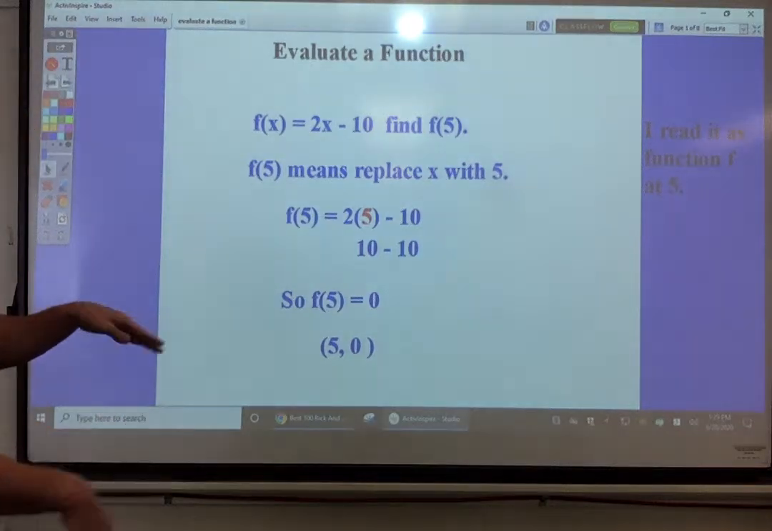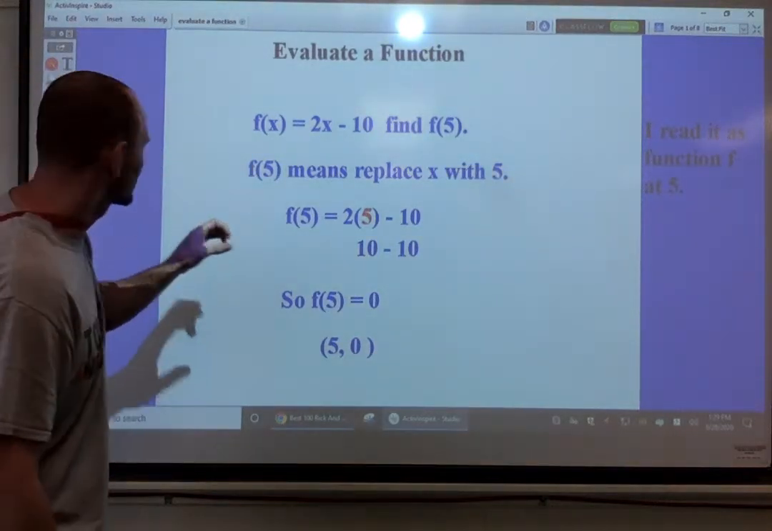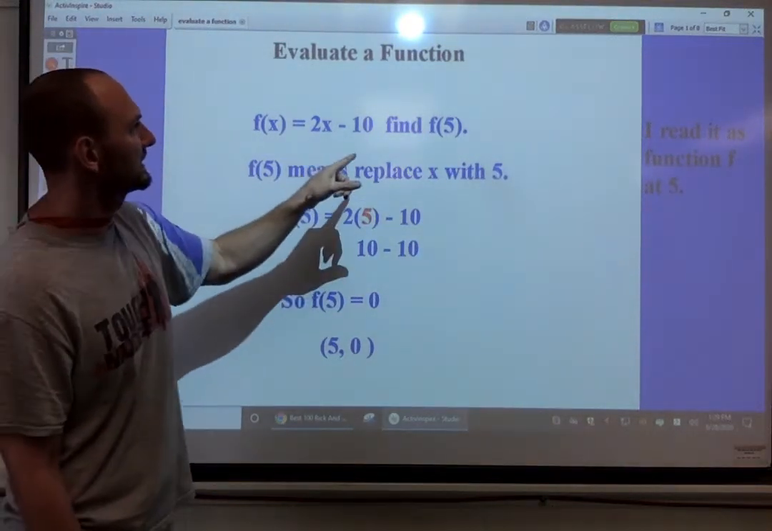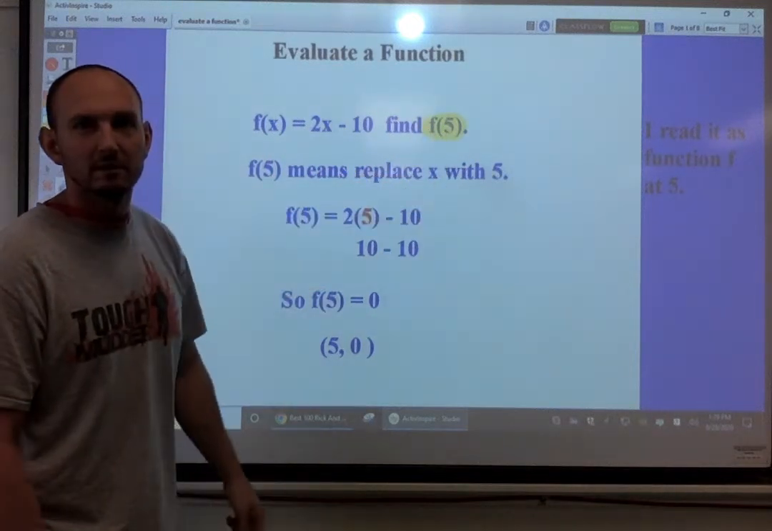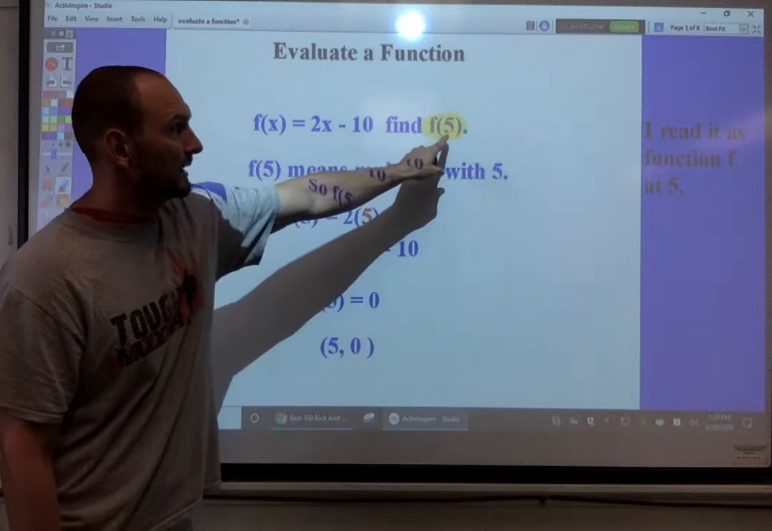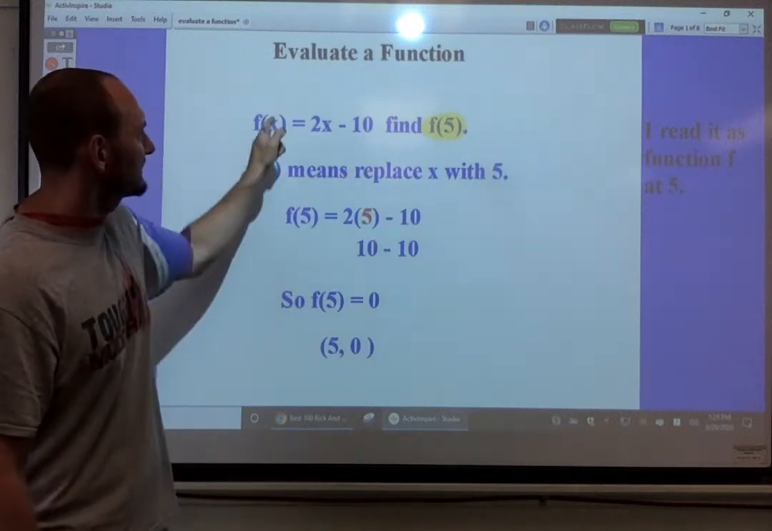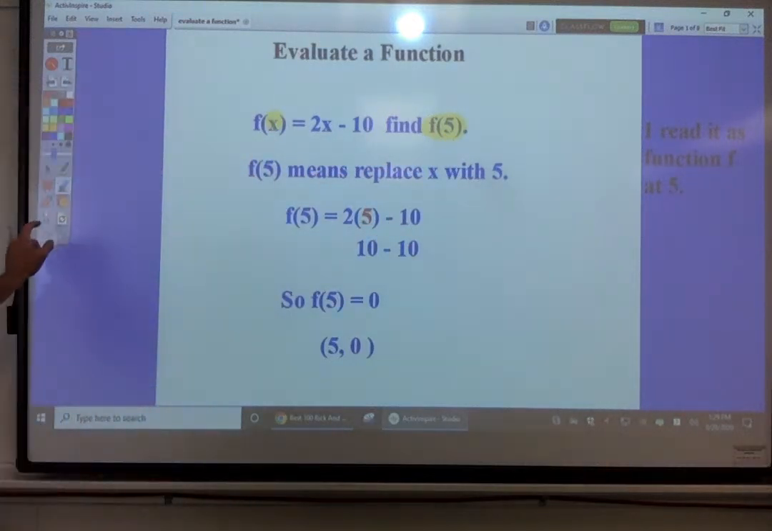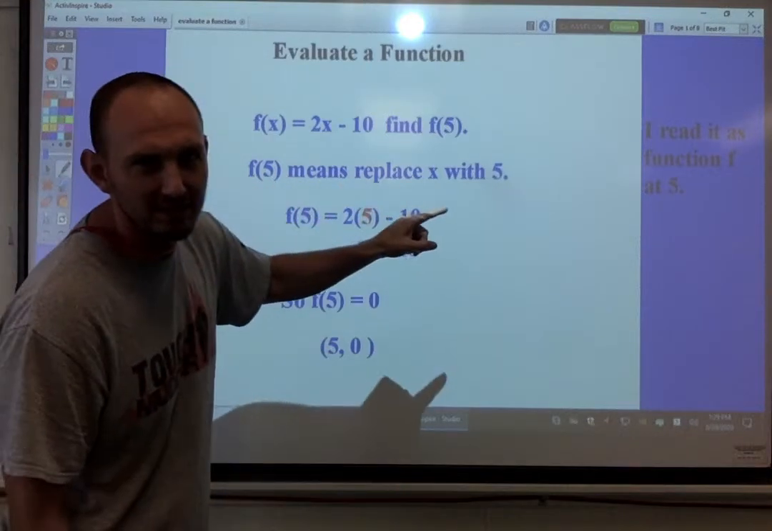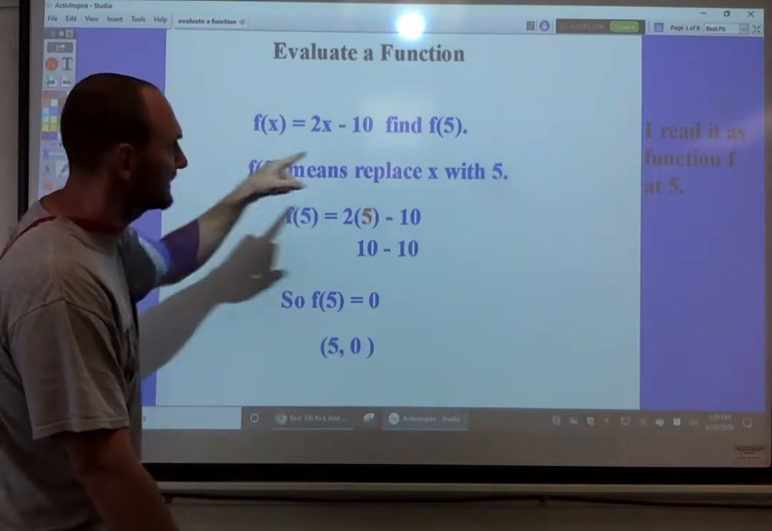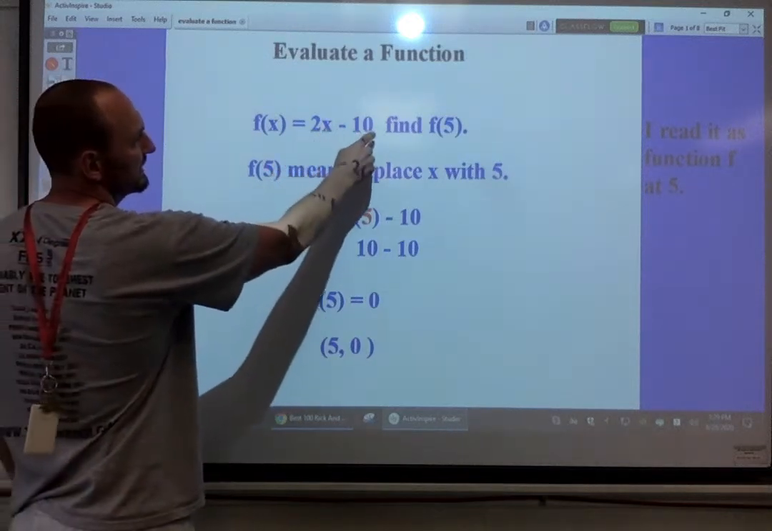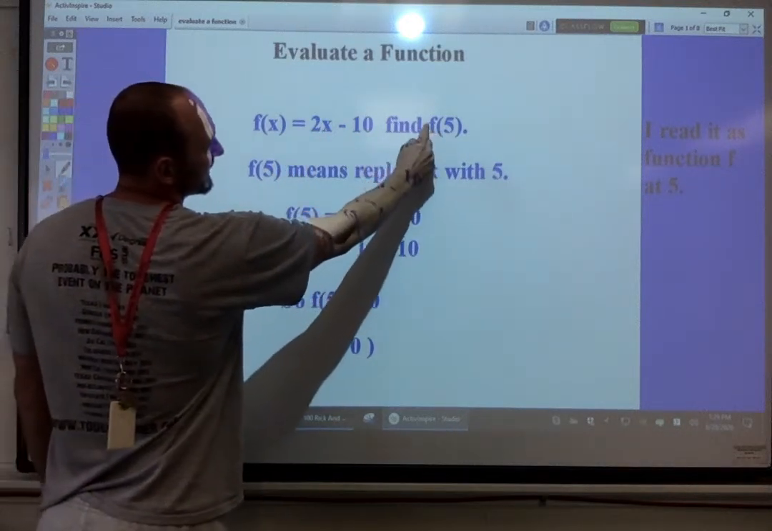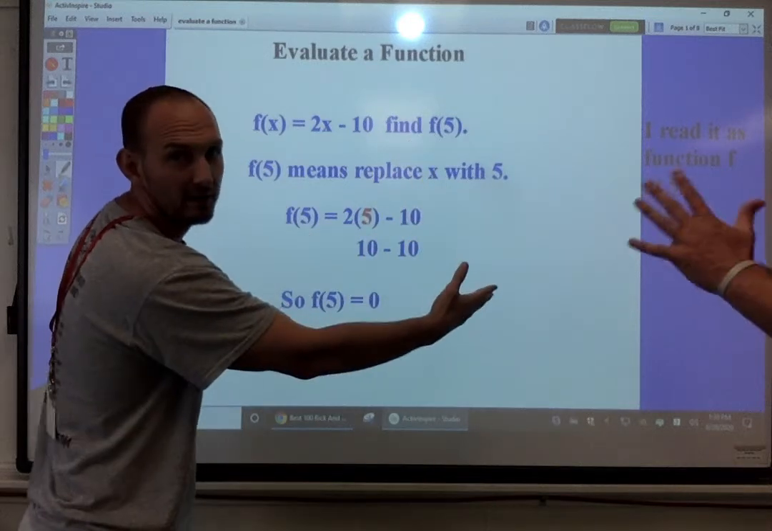Alright. When you evaluate a function, they might say, here's a function, and this means where x was, because there's an x right there next to the f, we are going to replace said x with said number and then work it out. So 2x minus 10 is the function. I want you to find f at 5.